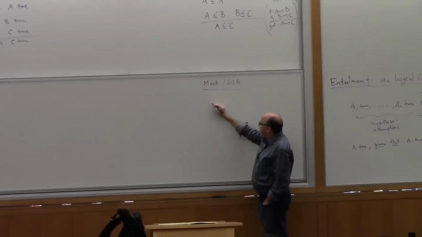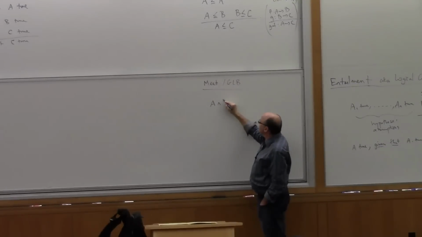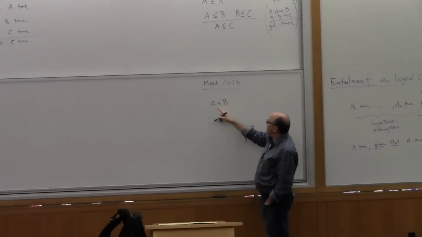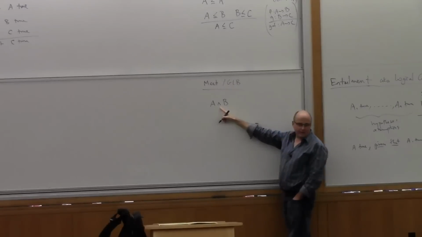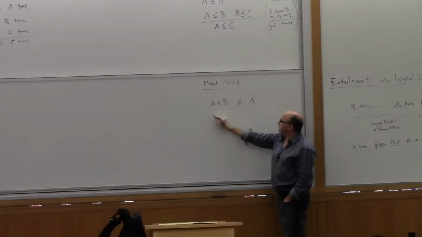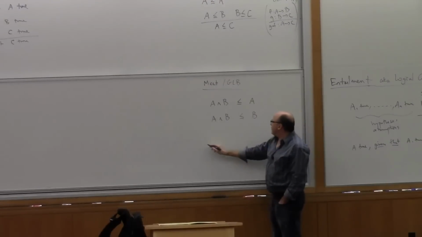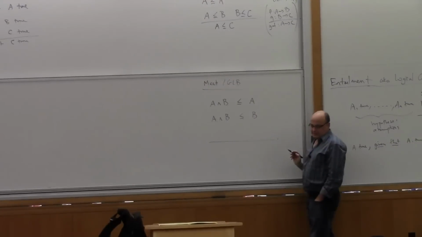Well, the idea is that we have this binary operation that, given two elements of the order, A and B, forms another element, which is written A wedge B, which has the characteristic that it's a lower bound for A. It's a lower bound for B. And moreover, it's the greatest such thing.